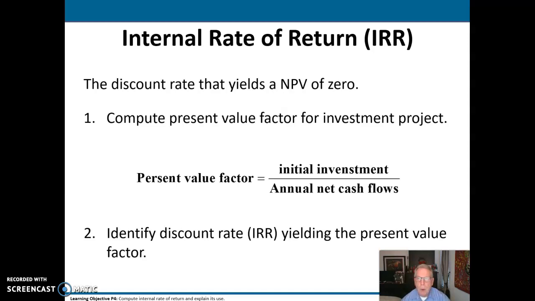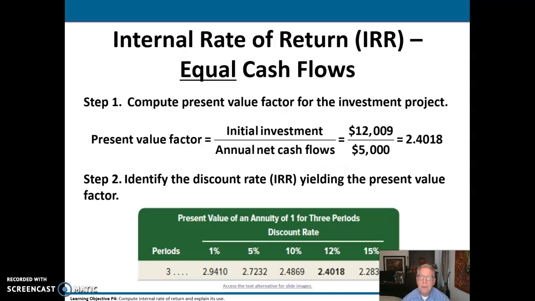Okay, so here we're going to compute the present value factor for an investment project. And here's our present value factor and our initial investment and our annual net cash flows. You can see that they had a little problem with spelling, but we could adjust for that. Then we're going to identify the discount rate yielding the present value factor. So let's take a look at that.